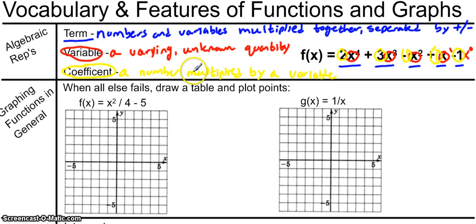Lastly, a coefficient is a number multiplied by a variable. So you can see we've got these coefficients here, 2, 3, and this term doesn't seem to have a coefficient, but we can always put the number 1 in front of the variable because 1 times that variable is just the variable. So our coefficient is technically 1, and the same thing here, it's also 1, even though it is not written.